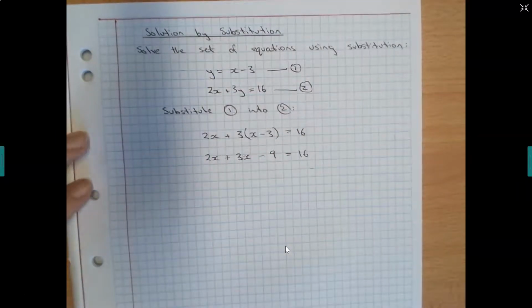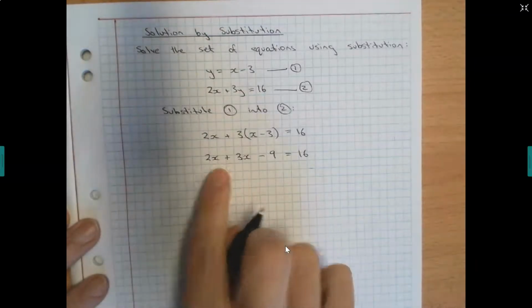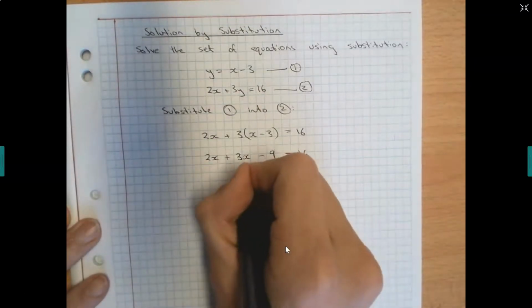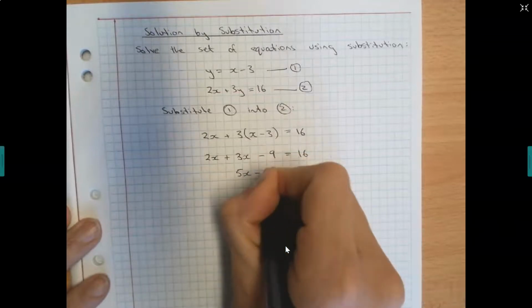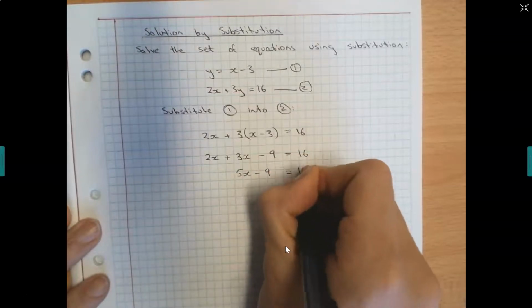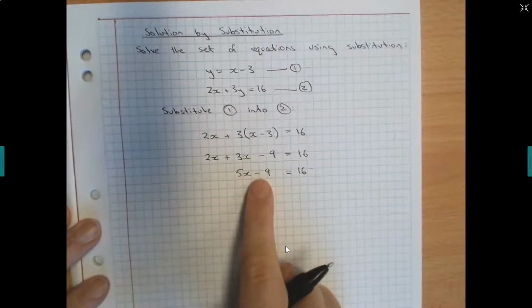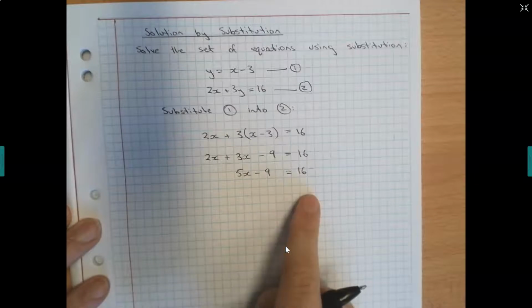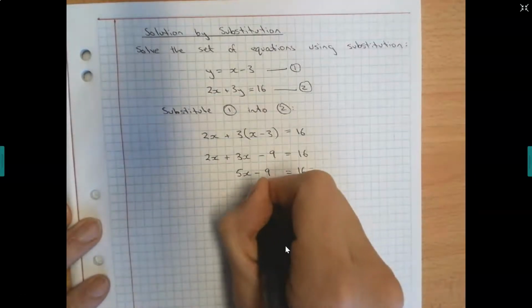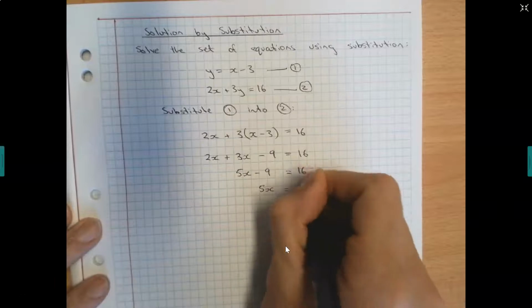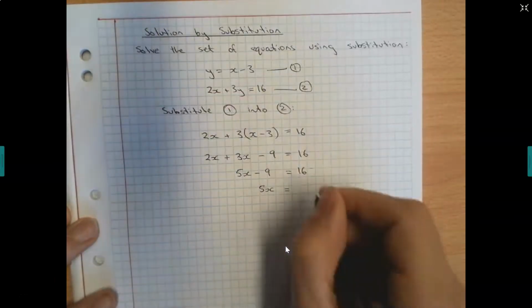And now it's just a matter of, like I said, collecting like terms. So 2x plus 3x is 5x. Minus 9 is equal to 16. Now I'm trying to isolate this x. So to get rid of this minus 9 from the left-hand side of the equation, I could add 9 to both sides. So I would be left with 5x here, and this would be equal to 25.